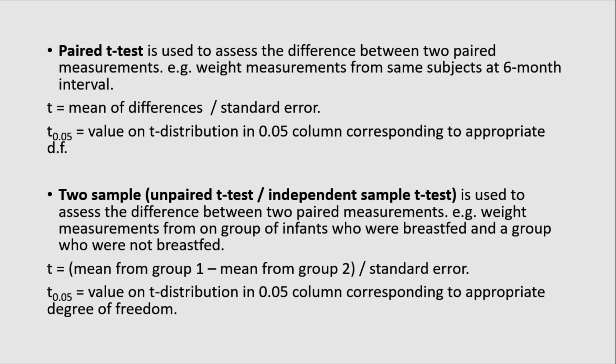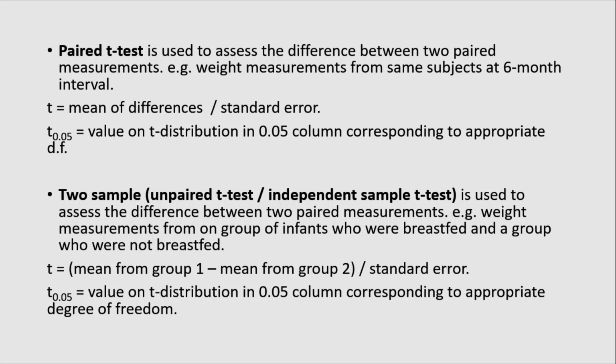Then you have two sample t-tests or unpaired t-tests. Now you get different variables from different subjects. So the example we use there, we use weight measurement from infants who are breastfed with different formulas.